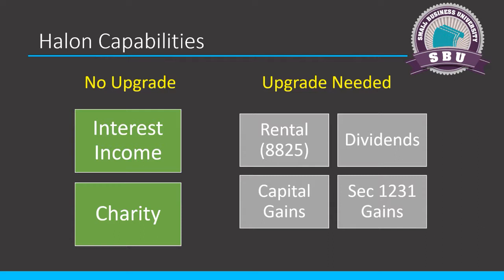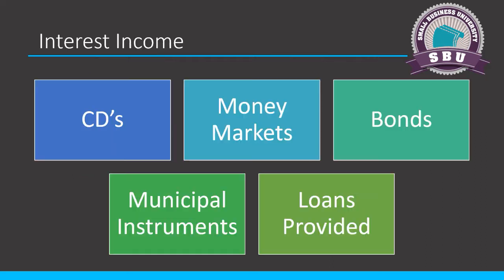We're going to go through each of these 6 items, and we're going to dive into these in some detail. I'm going to go through the easy ones first. That is the interest income and the charity side. Those are easy. And then we're going to cover the 4 harder categories. So just to recap, no upgrade necessary for interest income or charity. An upgrade is necessary for rental, dividends, capital gains, or Section 1231 gains. Okay? All right, let's move on to the next slide here.